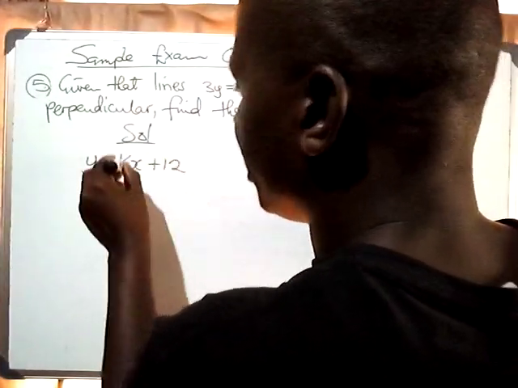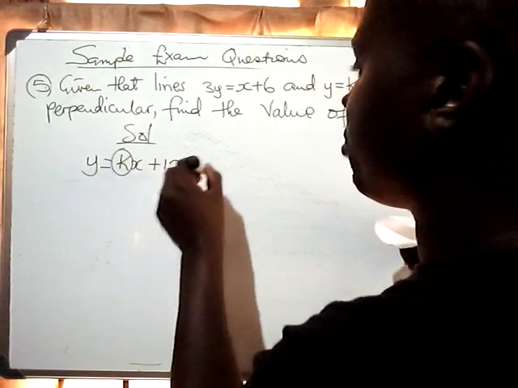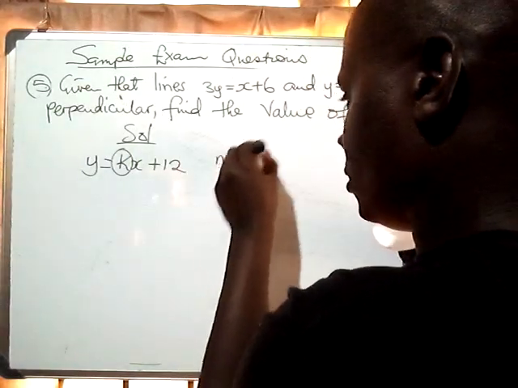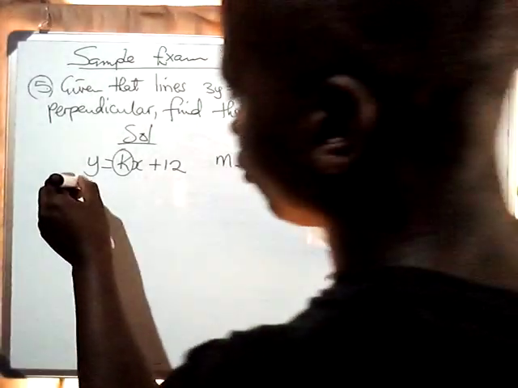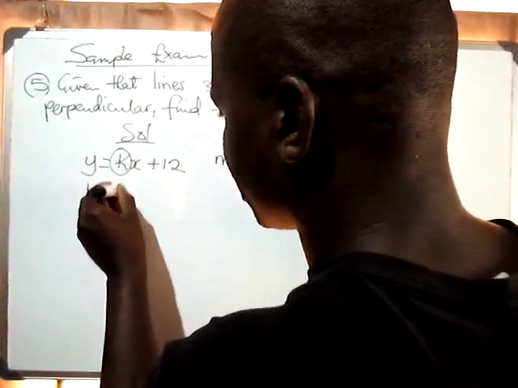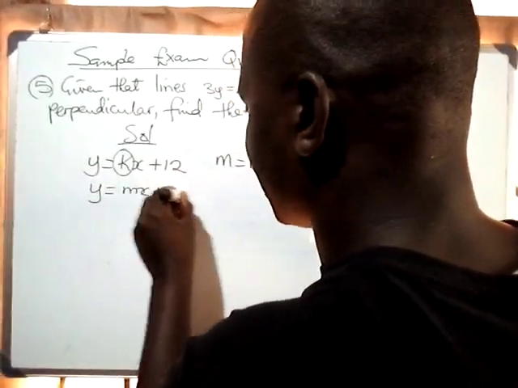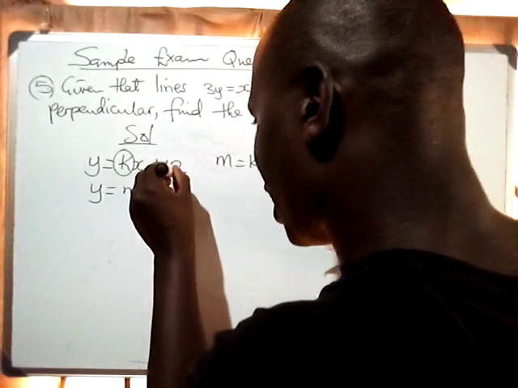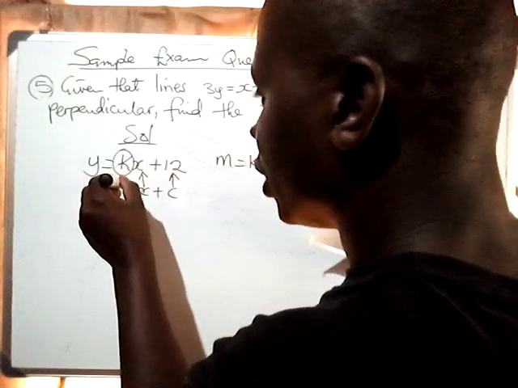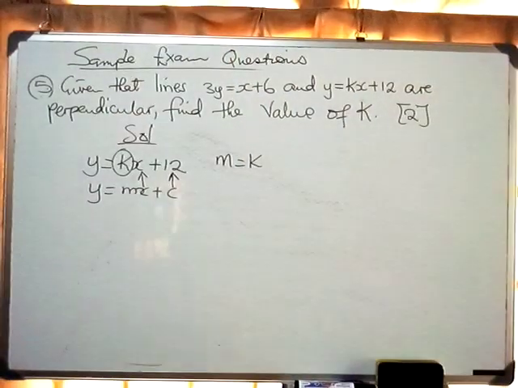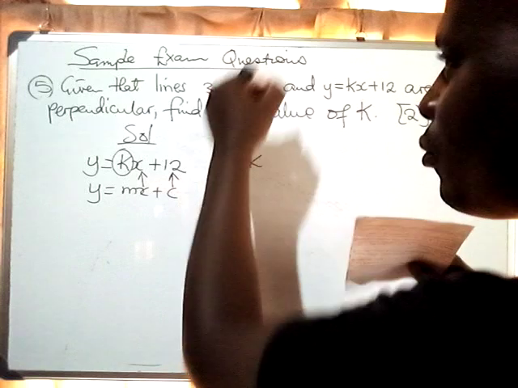The equation is y equals kx plus 12. This k here represents the gradient, so it represents m. You know the normal equation is always mx plus c. In this case, this one is the y-intercept, and this x is this x. So this k represents the gradient. So we are finding the gradient in this case. Now, since they are perpendicular to each other, we have first to find the gradient of this.